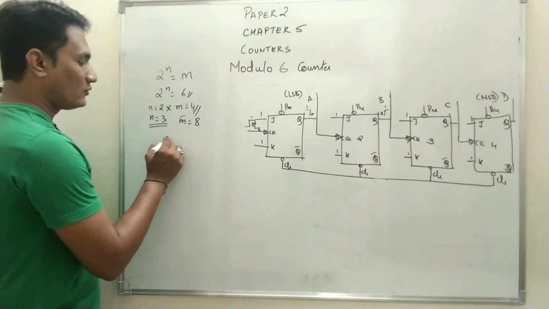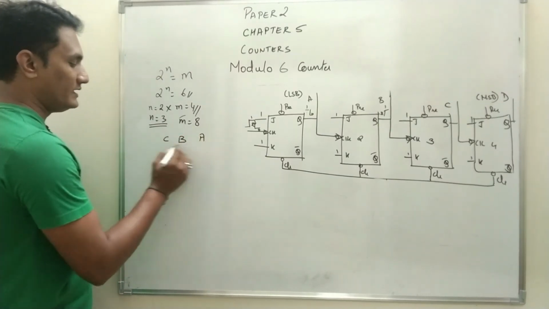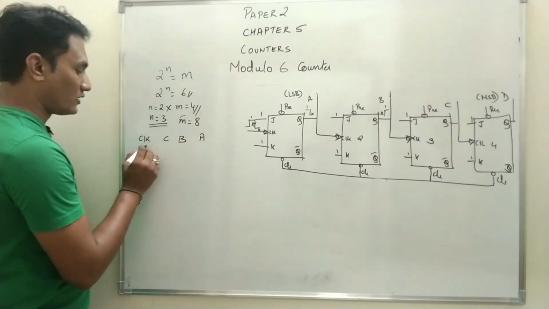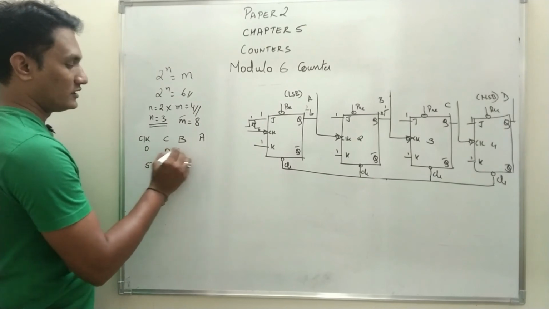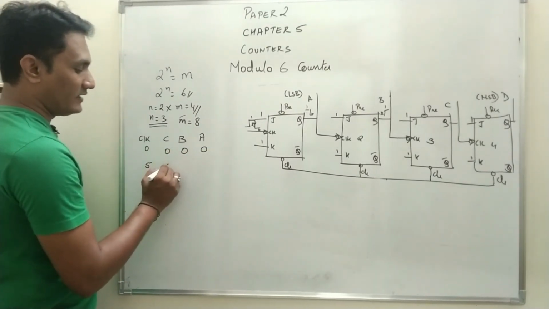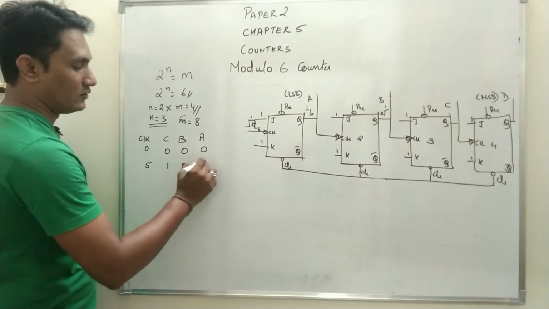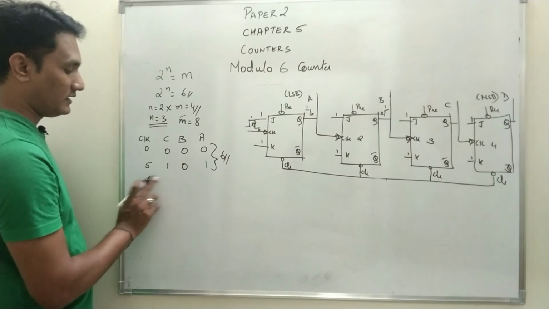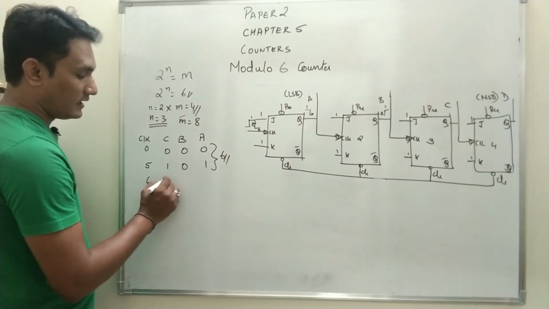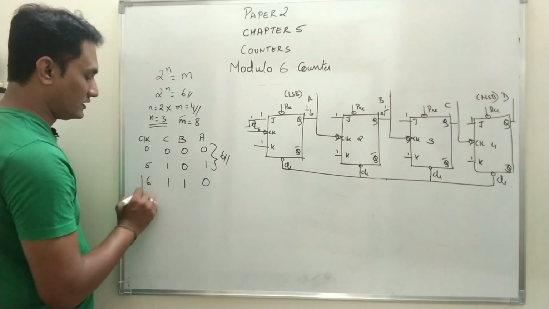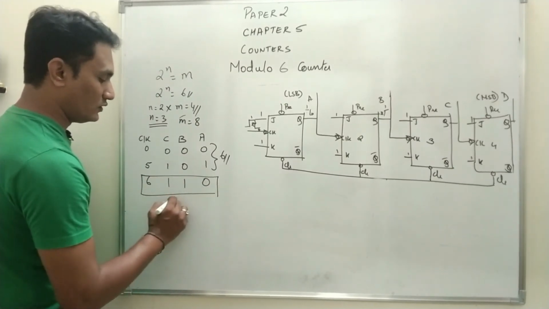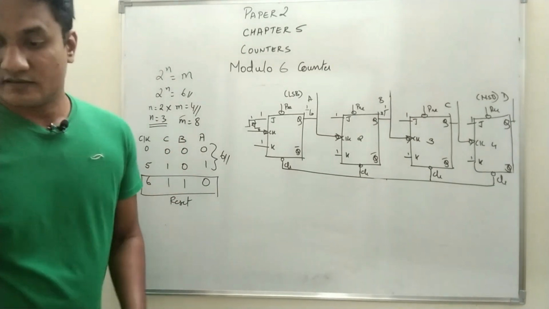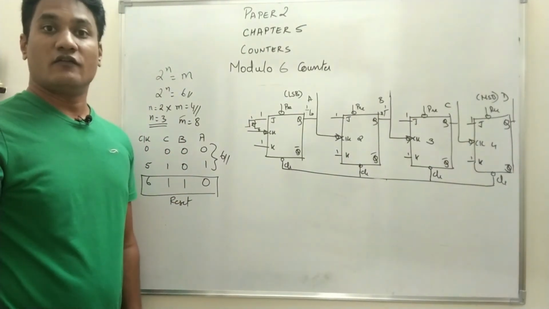So how many outputs? 3 outputs, C, B, A, and this will be clock. And if it is a modulo 6 counter, it should count from 0 to 5. So the state will be 0 0 0, and 5 is 1 0 1. Total number of discrete states will be 6, and at the 6th condition it should reset. So what is the 6? 1 1 0, 6 states. So this is the point where the circuit should reset. Now, in the modulo 10 counter we designed 4 flip-flops.